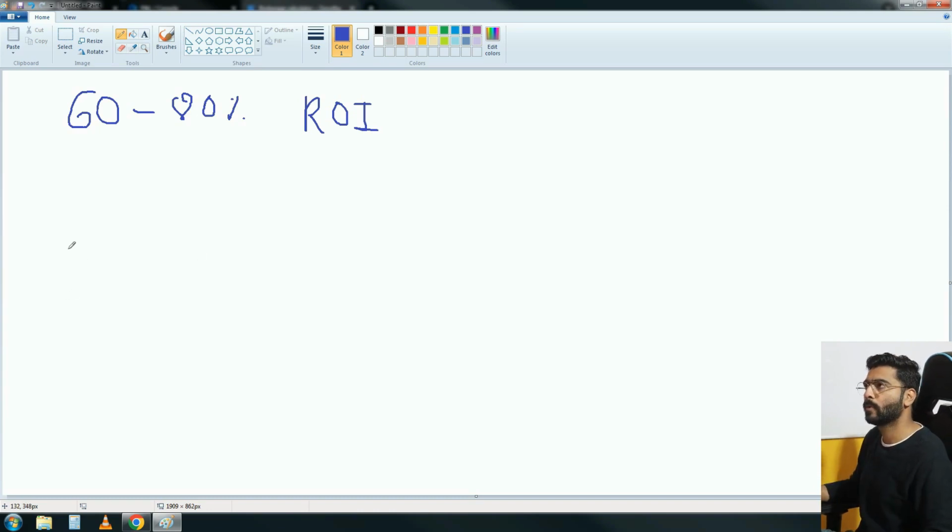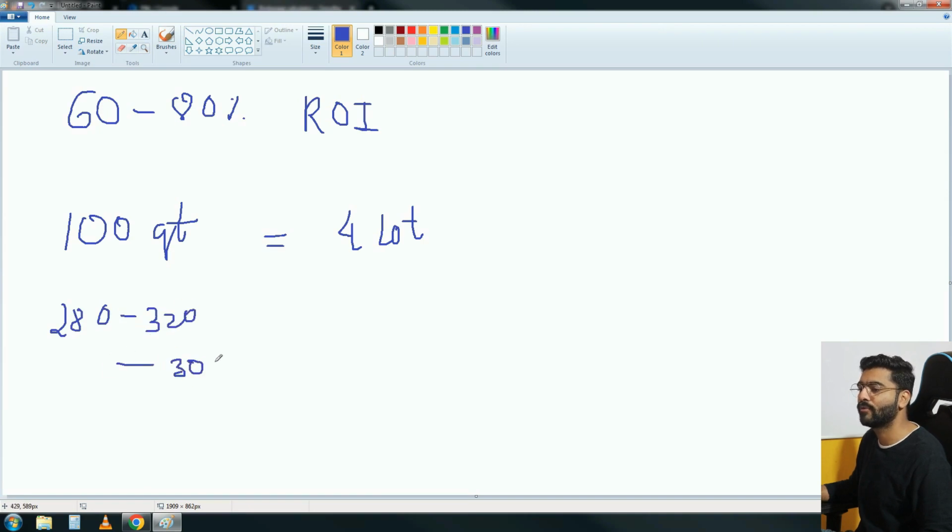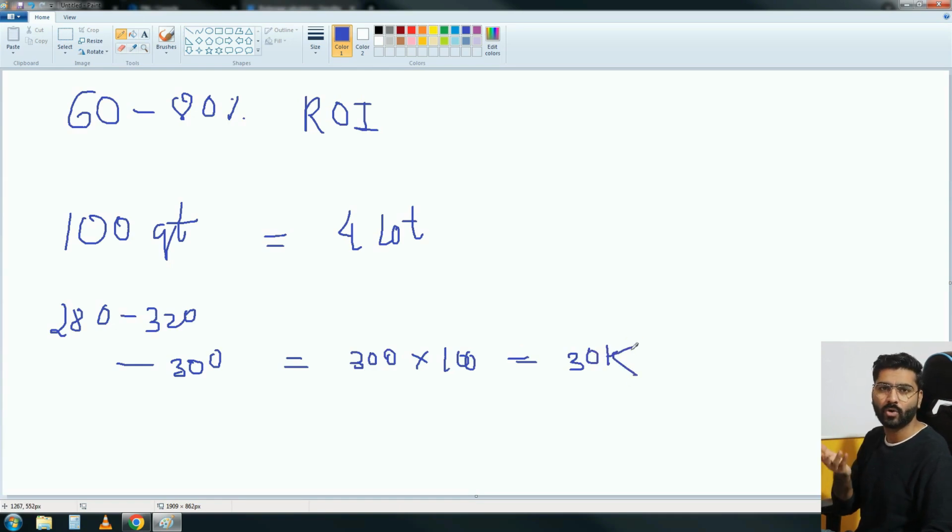Okay, so let's take an example. To make simple calculations, let's go with 100 quantities. 100 quantities means maybe 4 lots, right? For the Bank Nifty we are talking. So here, what is the premium you buy? That is 280 rupees to 320 rupees. So considering 300 as the average price, right? Fair enough. So 300 into 100, how much is the investment? That is somewhere like 30k, right? So 30k will be the investment for the 100 quantities.